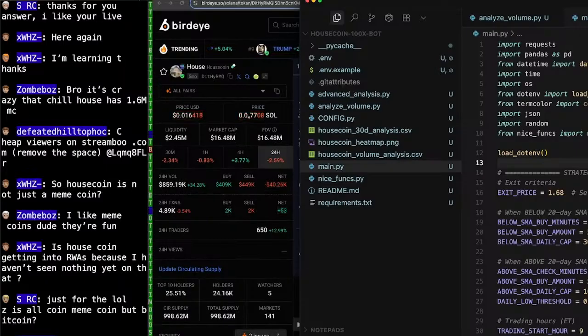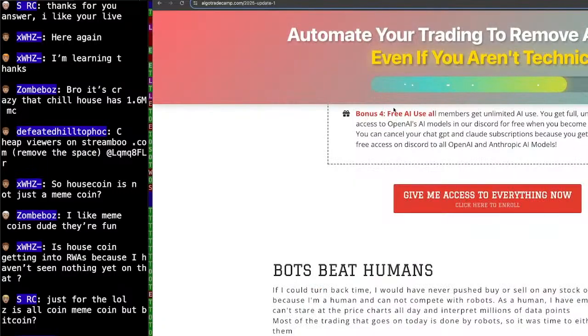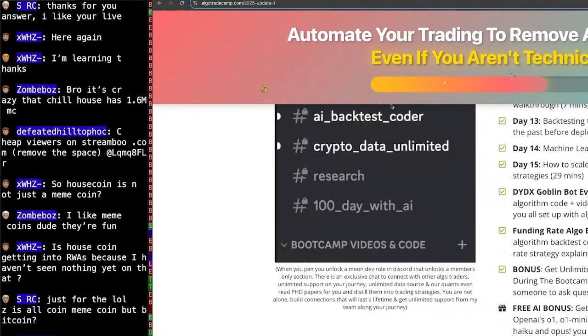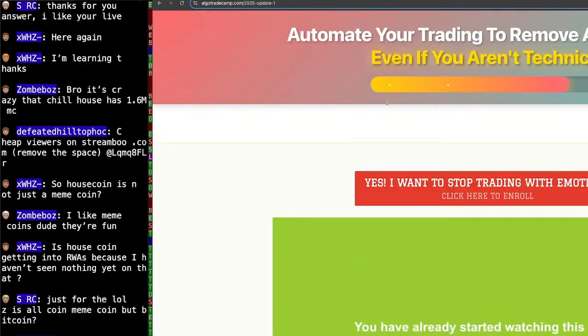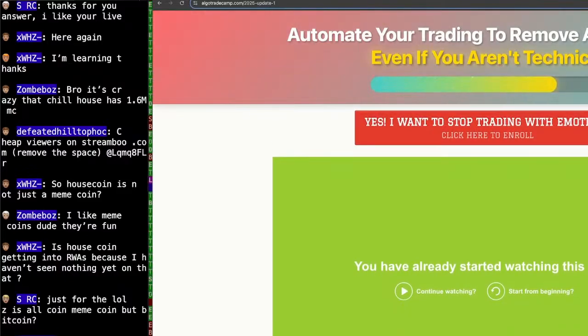I want to do something, but coding is so intimidating. How long did it take you to learn this? About 6 months. I'll hold your hand through the process in the bootcamp if you do want me to hold your hand. There is a link in the description. I hold your hand through the entire process of automating your trading because nobody was there to help me, so I want to help you, dude.